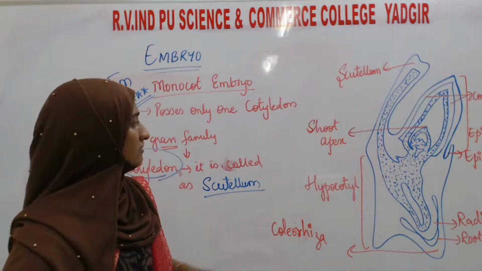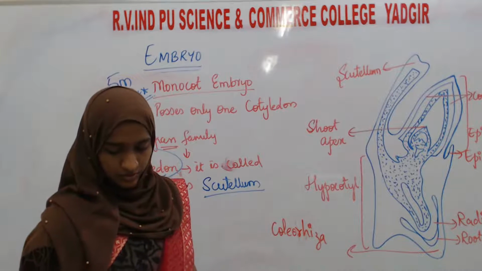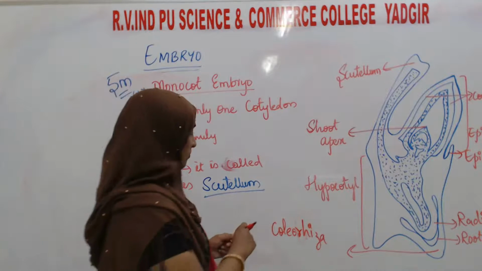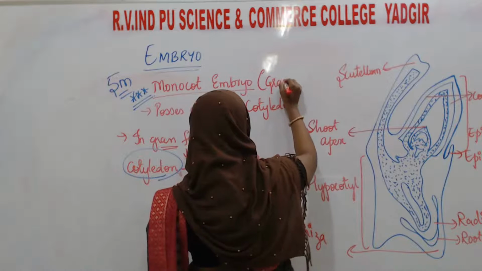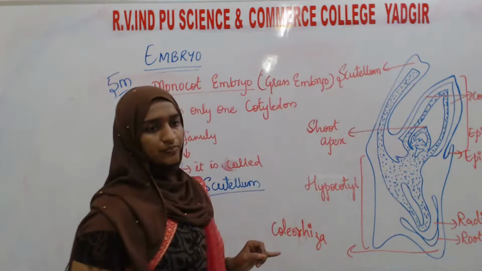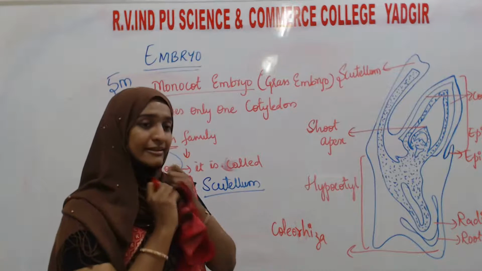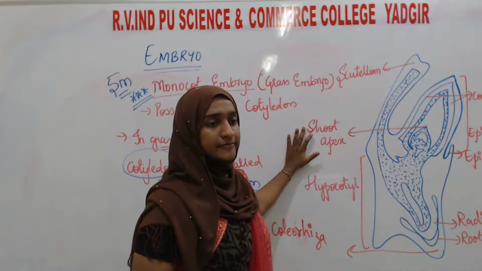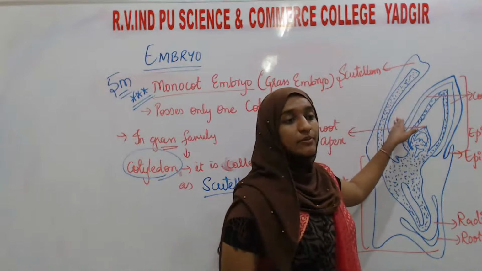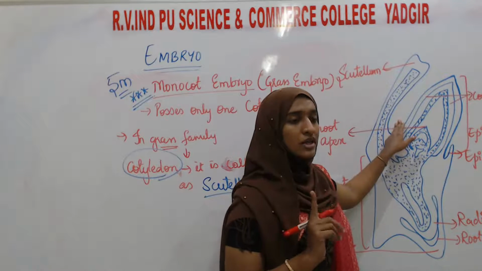See here, this is the structure of the monocot embryo, which is very important. Otherwise, they will ask about the monocot embryo or the grass embryo. The question will be asked: draw a neat labelled diagram of the monocot embryo or the grass embryo. That means both are the same. Okay, so first we will see, in this structure there is an embryonic axis. Here, this region is the embryonic axis, which is forming only one cotyledon. How many? Only one cotyledon.